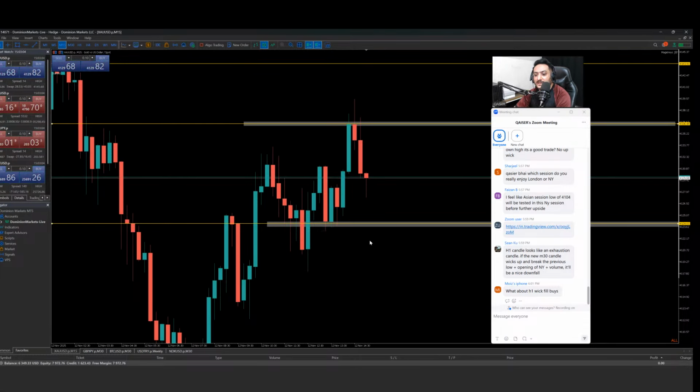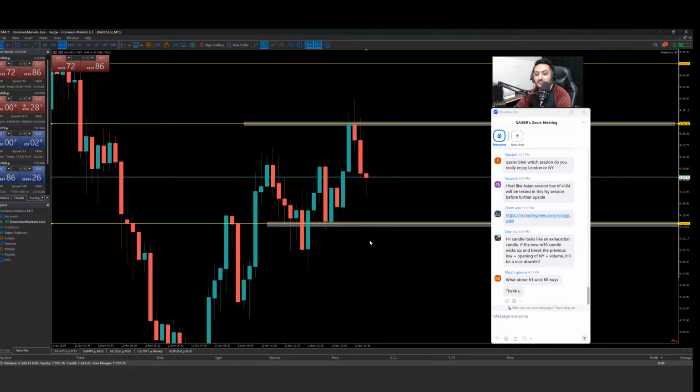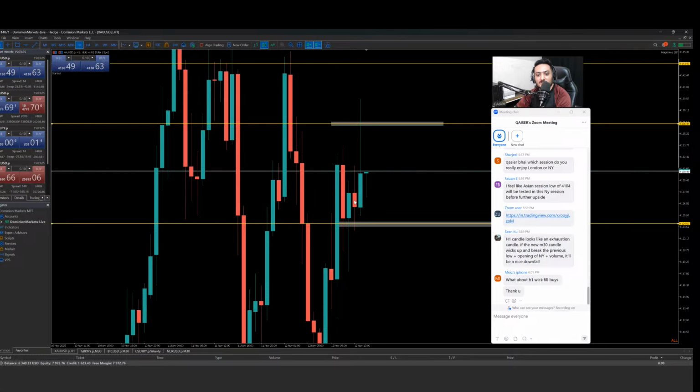The H1 candle looks like an exhaustion candle. If the new M30 candle breaks the previous low at the opening of NY, volume will give a nice downfall. Can you see the volume here? If there was volume, this candle size should be bigger or should close below the support. But right now, you can see it's still having a healthy body.